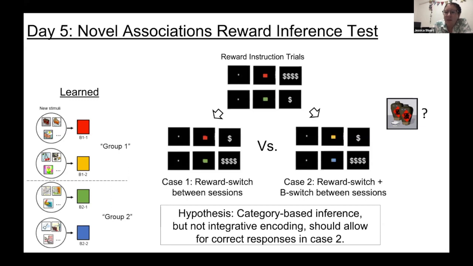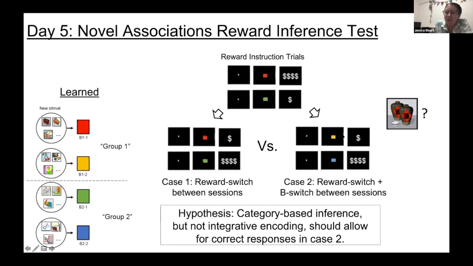So in this case, if you've categorized this new stimulus of the sake into group one, rather than just associating it with the B stimulus that's red, when you're instructed here and you see the yellow thing and then small reward, you can say, okay, yellow belongs to group one, therefore group one is a small reward. The sake thing's also in group one, so this is going to lead to a small reward.